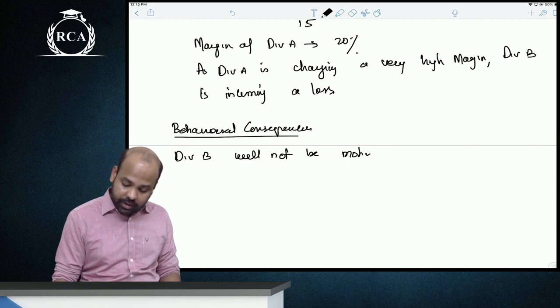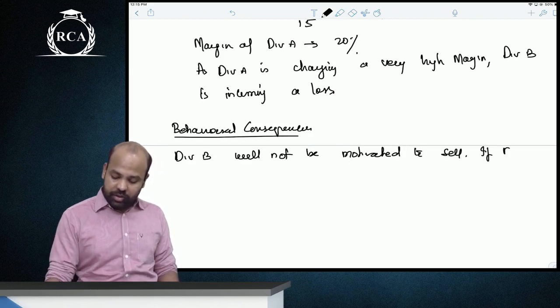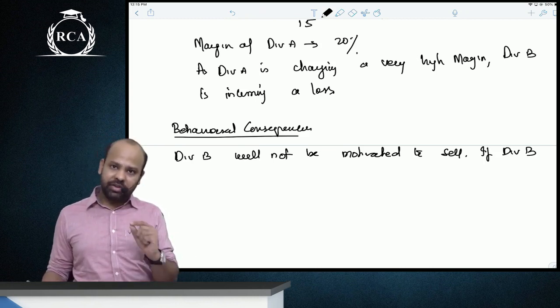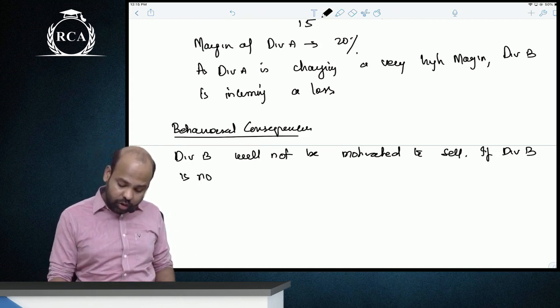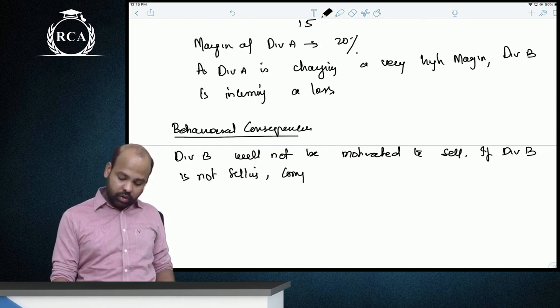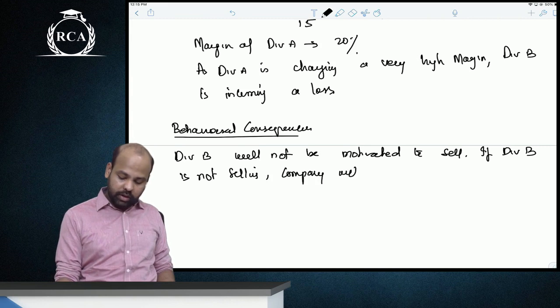Plus do not forget guys, if division B is not selling, isn't the company as a whole losing 1 rupee guys? If division B is not selling, company as a whole beta will lose 1 rupee. Obviously no beta, company will lose 1 rupee. So what are we supposed to do beta?